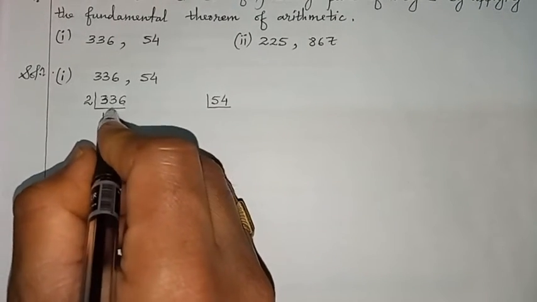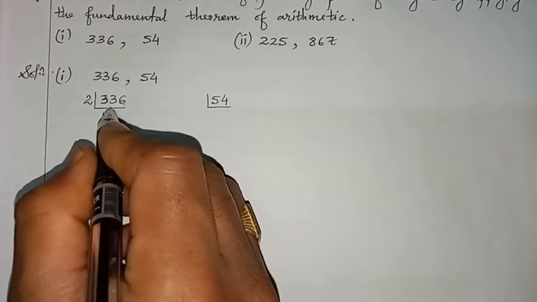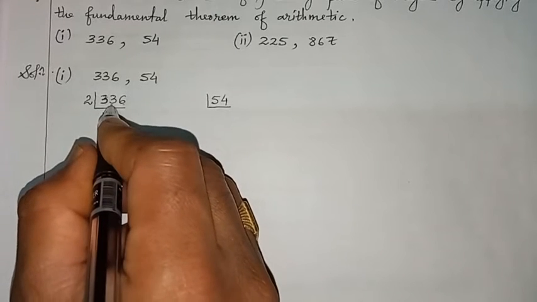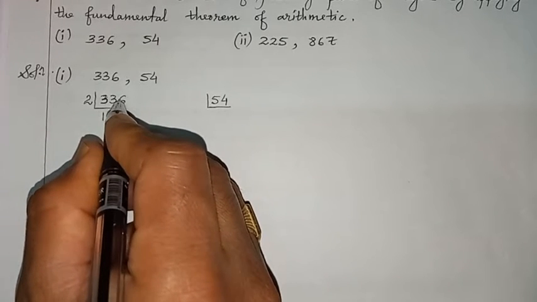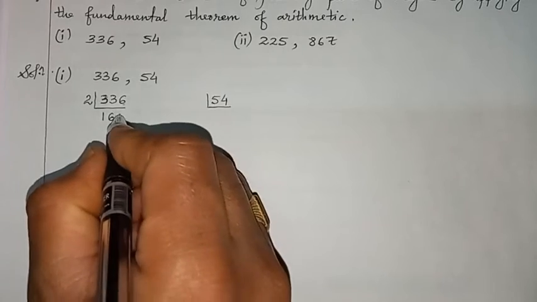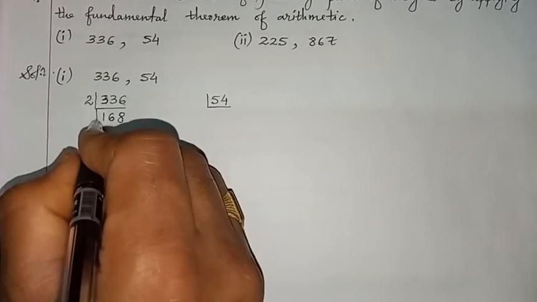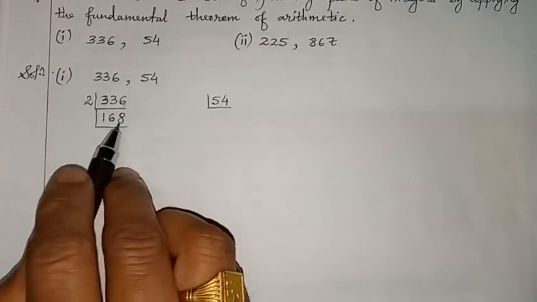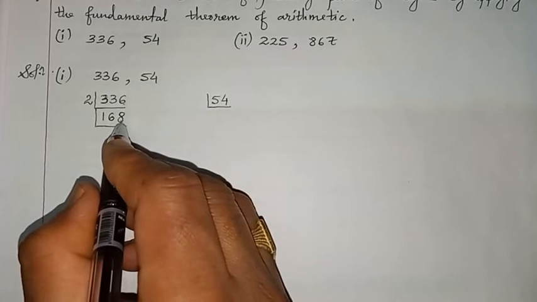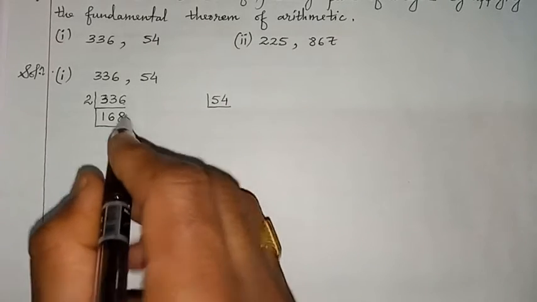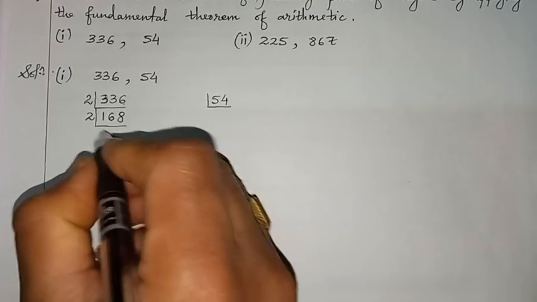So 2 sixes are 12. Now 13 minus 12 is 1. That carry 1 goes and joins with 6. It becomes 16. You know 2 eights are 16, so 8 has come. As you know, 8 is also an even number, so 168 is an even number. Even numbers we can divide by 2.